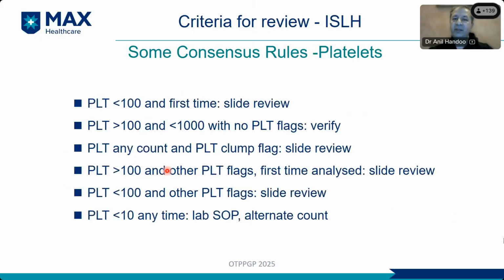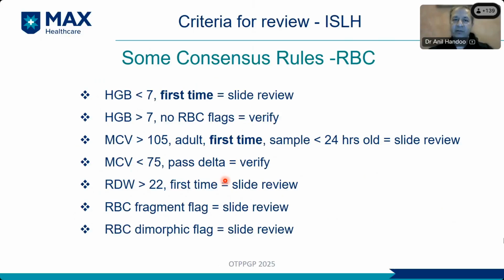Again, for platelets, less than 100,000 for the first time, they would review. And if there were no flags, they would verify. So all these were defined in the slide review rules. Again, for RBCs, hemoglobin of less than 7 for the first time, a slide review would be done. Similarly, an MCV of more than 100 or an MCV of less than 75. And if there was no pass of delta in all these conditions, the review would be done.